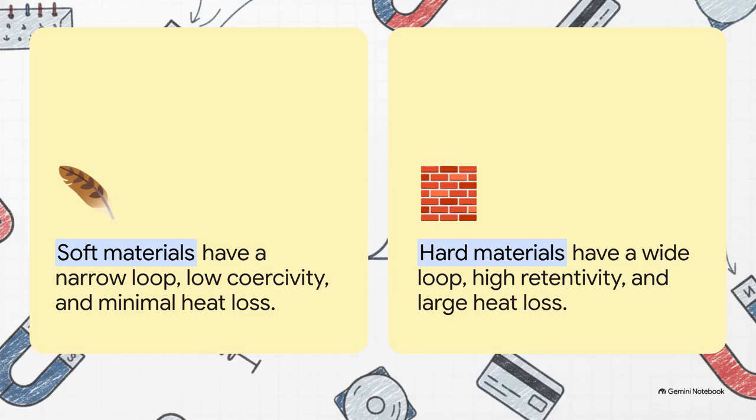First, we have soft magnetic materials, like silicon steel. These guys have a really narrow loop, low coercivity, and minimal heat loss. But on the flip side, we have hard magnetic materials. These possess a very wide, stubborn loop. They hold onto their magnetism extremely tightly and demand a whole lot of energy just to demagnetize.